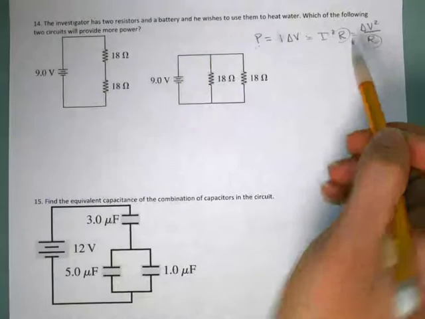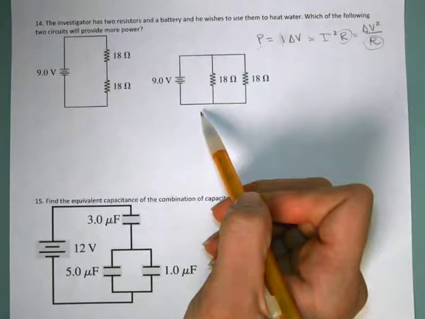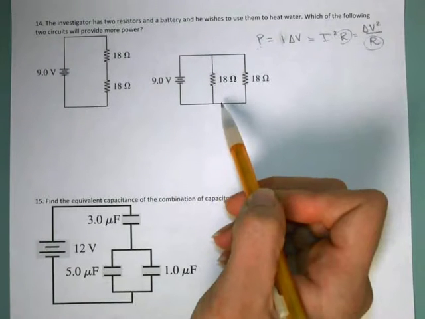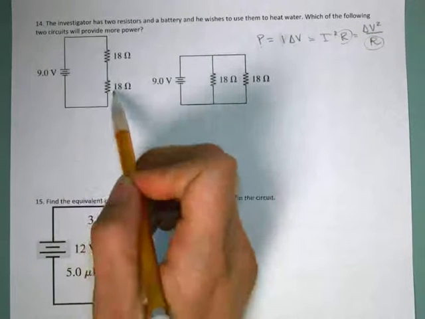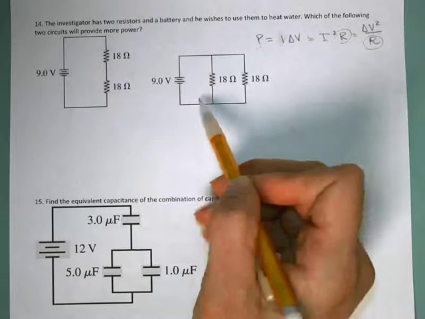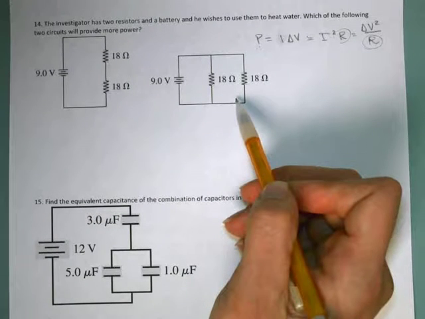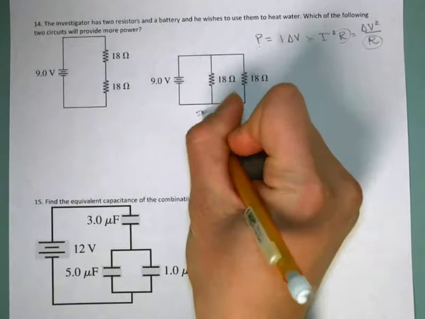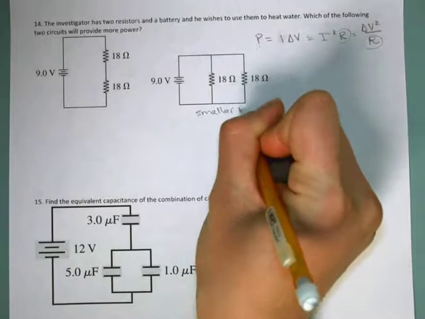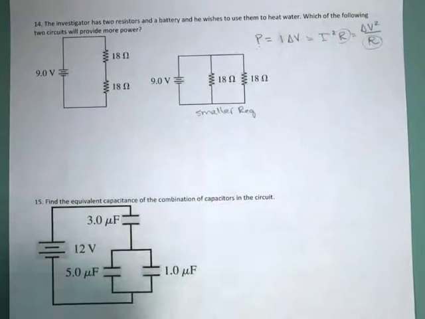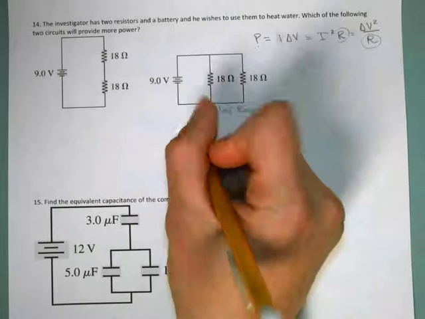So before we do that, let's first figure out which one is going to have a bigger equivalent resistance. So here's 2 resistors in series, 2 resistors in parallel. Add more resistors in parallel, the equivalent resistance goes down. So smaller equivalent resistance for this one.